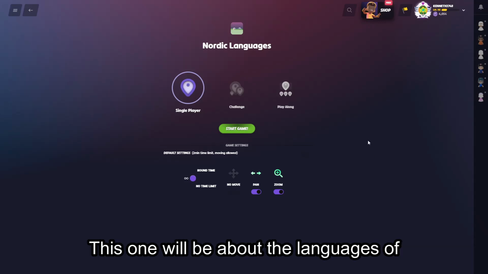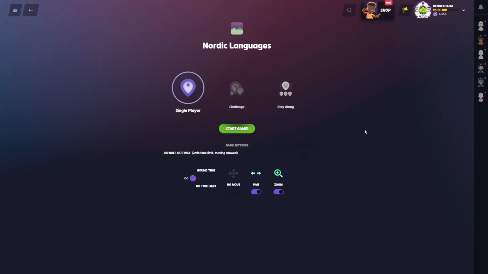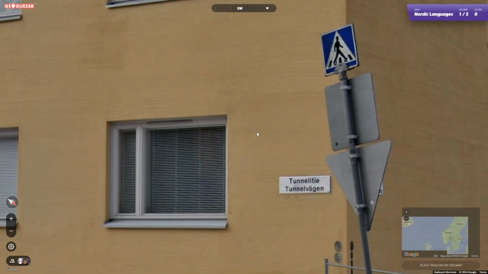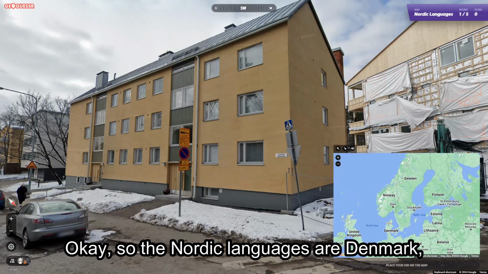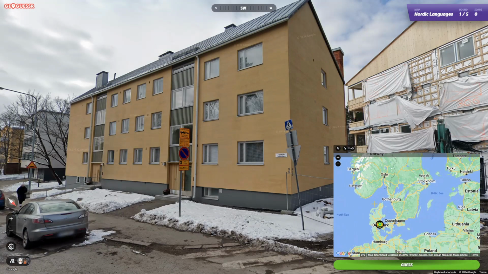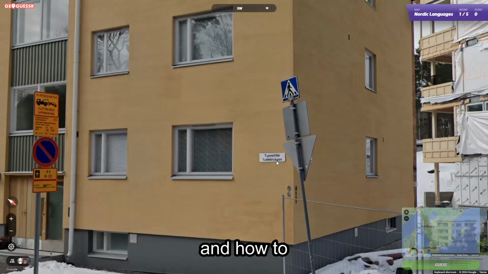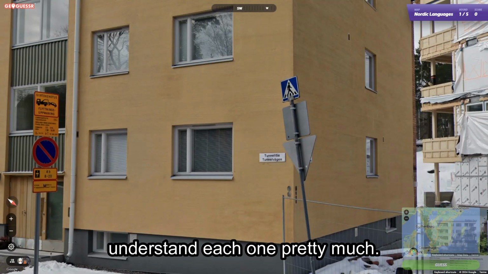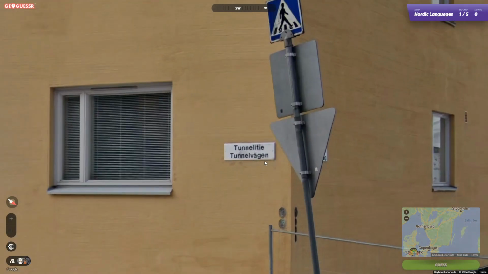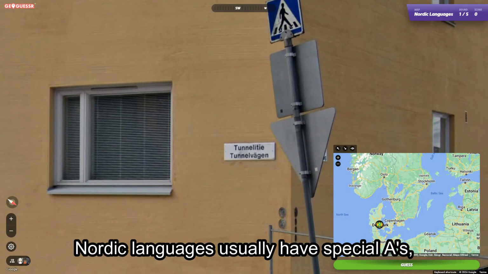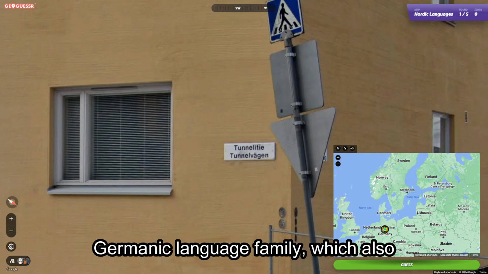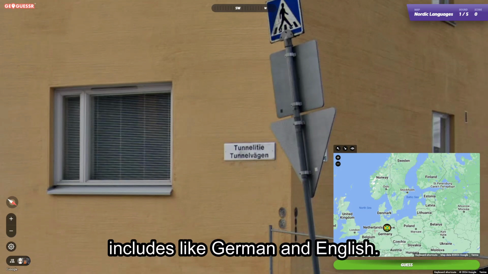This one will be about the languages of Europe, and I'll be starting with the Nordic languages, so let's just get into it. Okay, so the Nordic languages are Danish, Finnish, Swedish, Norwegian, and Icelandic. And I'll just be going over the differences and how to understand each one pretty much. So, immediately, Nordic languages usually have special A's, O's, and U's because they're part of the Germanic language family, which also includes German and English.